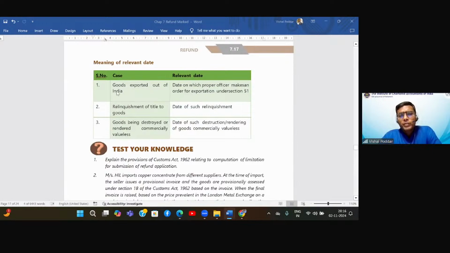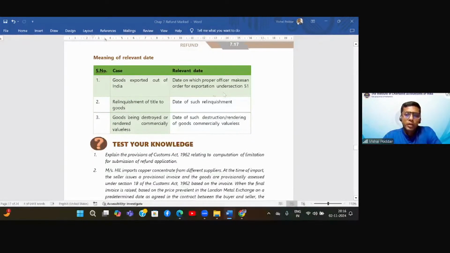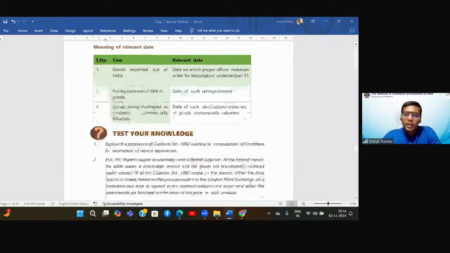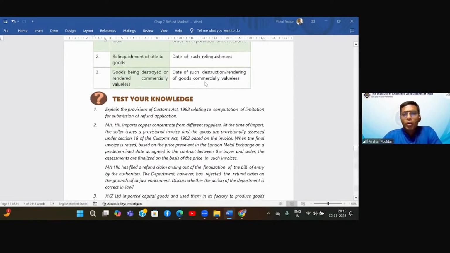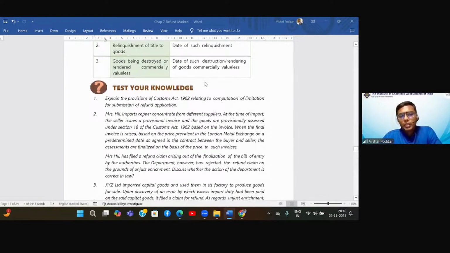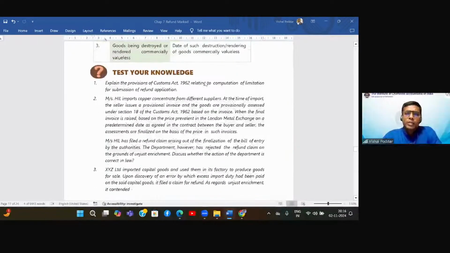Relevant date, where goods are exported, the date of computation would be counted from the date on which the proper officer makes the order for exportation under section 51. If it is on account of relinquishment, it is the date where you have signed the document relinquishing your title, and where the goods have been destroyed, it is the date which is noted as the date of destruction. So these are the provisions.